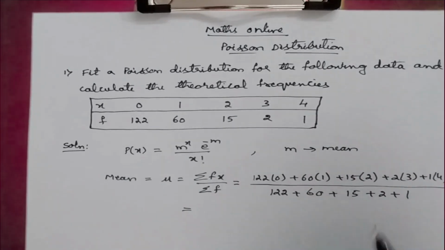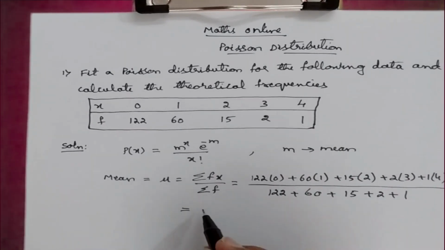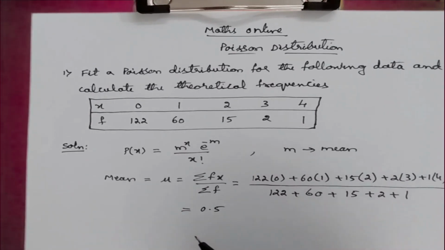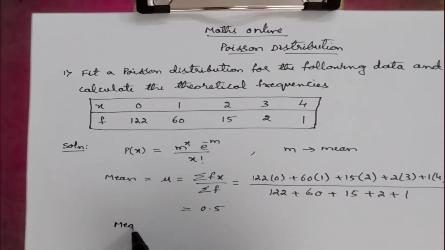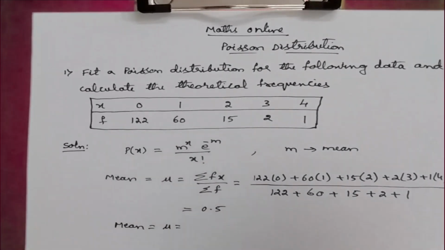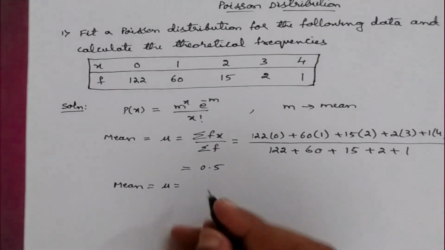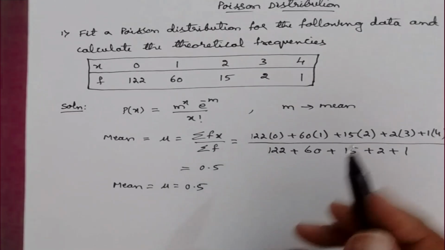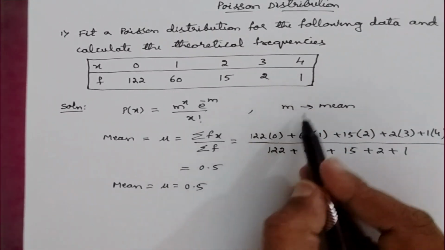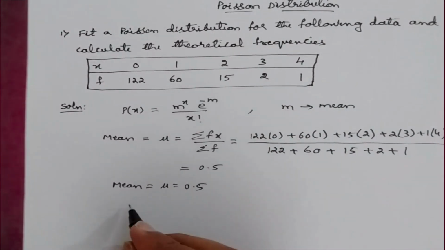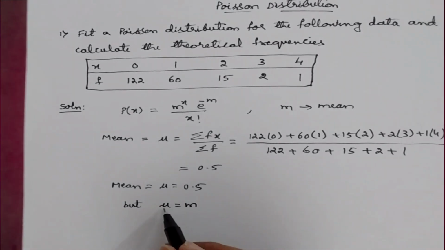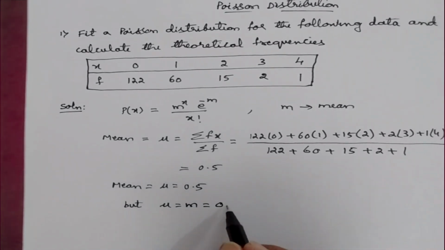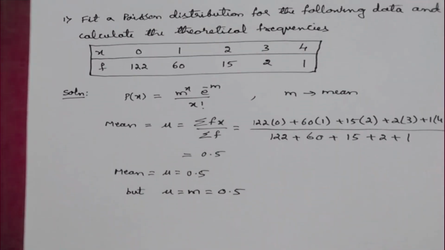Just evaluate this value. Are you getting the value to be 0.5? So the mean mu that we have got is 0.5. In the case of the Poisson distribution, the mean mu is nothing but m. Because mu is 0.5, the value of m will also be equal to 0.5.